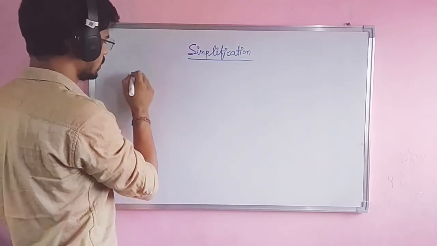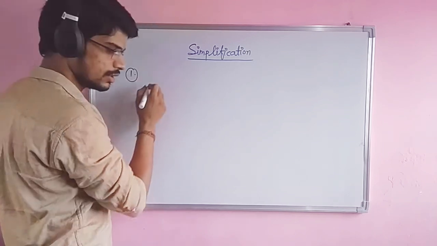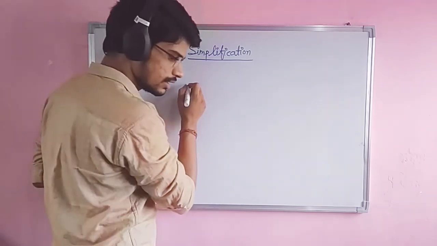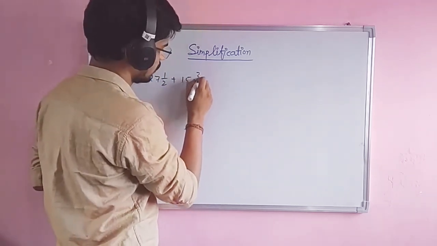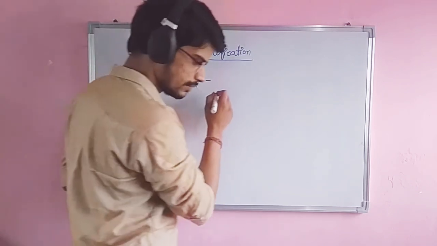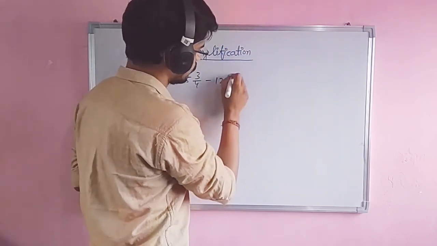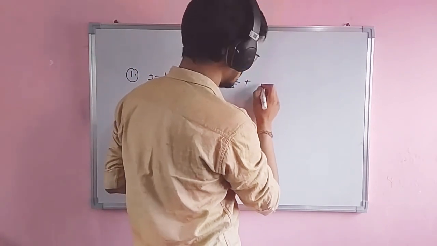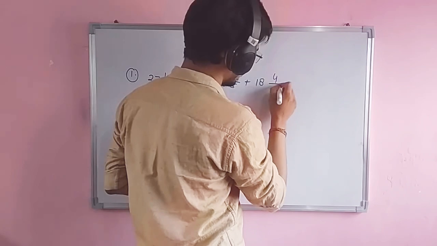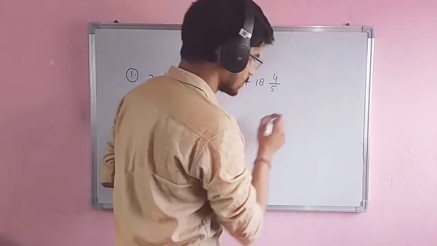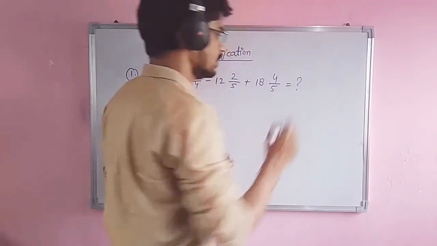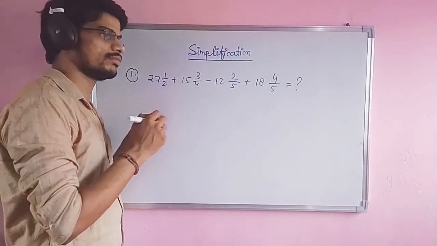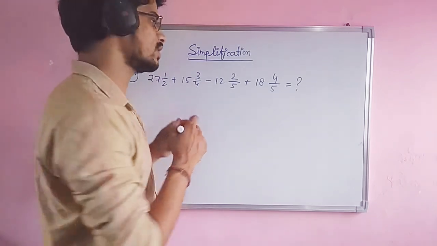First one, the question is: 27 1/2 plus 15 3/4 minus 12 2/5 plus 18 4/5. How much? Before solving this question, we need to understand that there are two types of fractions.